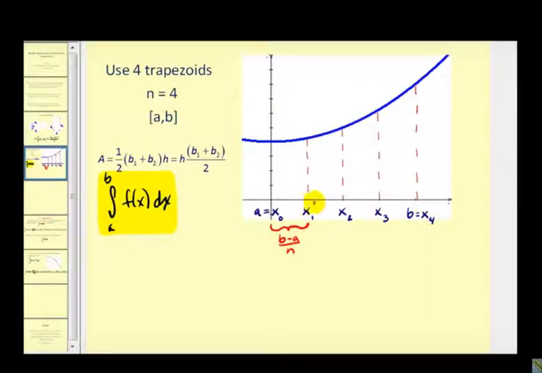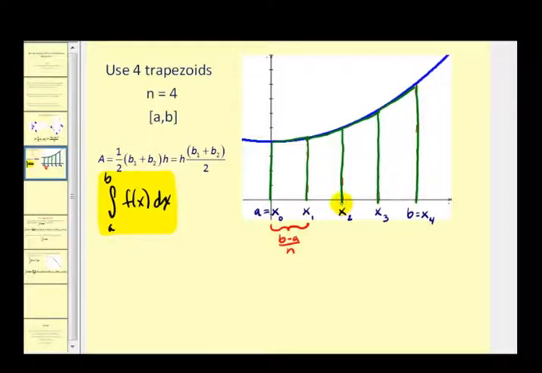Next, what we would do is construct our 4 trapezoids. So they would look like this. So our first trapezoid, our second trapezoid, our third trapezoid, and our fourth trapezoid. And we can see this is going to be a pretty good approximation of this definite integral. Let's go ahead and label this trapezoid 1, trapezoid 2, 3, and 4.